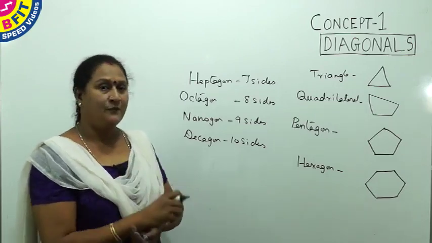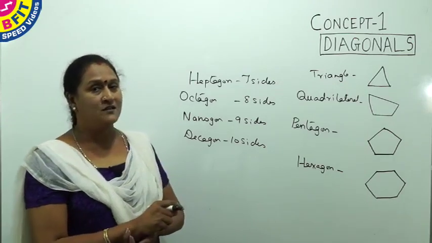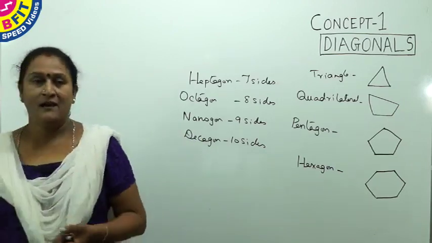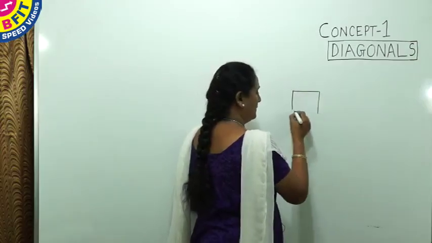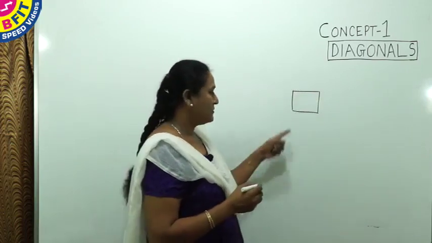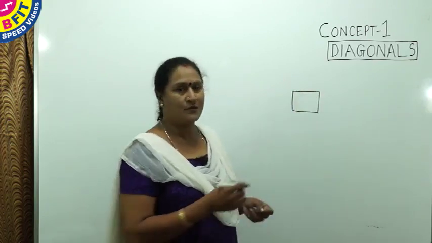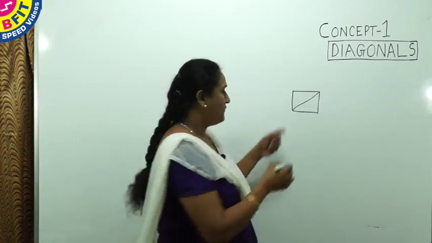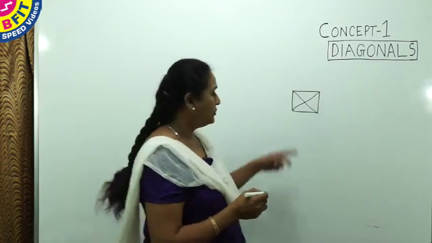Now we'll see what a diagonal is. A diagonal is a line which joins the alternate vertex. Now we'll see a square and see what a diagonal is. So there is a square. And what is a diagonal in the square? The line which joins the opposite vertex. So here it is the opposite vertex. This is one diagonal, and from this end to the other we have another diagonal. So a square has 2 diagonals.